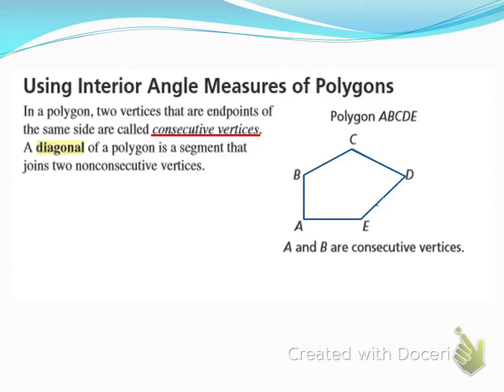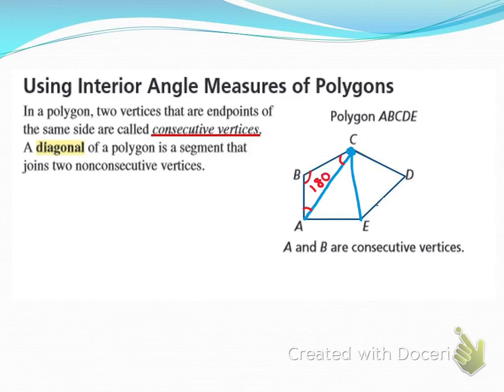A diagonal of a polygon is a segment that joins two non-consecutive vertices. So from C, what is a non-consecutive vertex? A. So we could draw a diagonal from C to A. And then what is the other diagonal we could draw? E. Why did we do this, Ms. Marshall? Because here's why. When you draw diagonals like this, you see three of a certain shape. And what shape is that? A triangle.